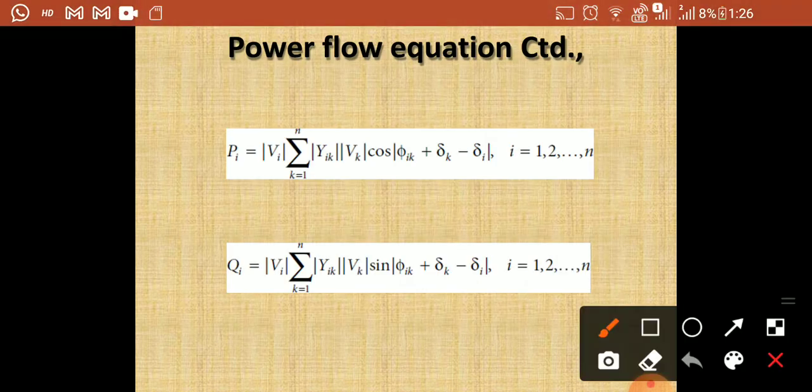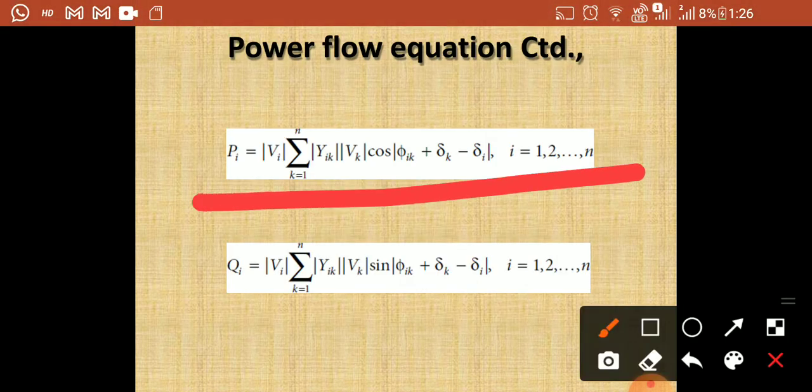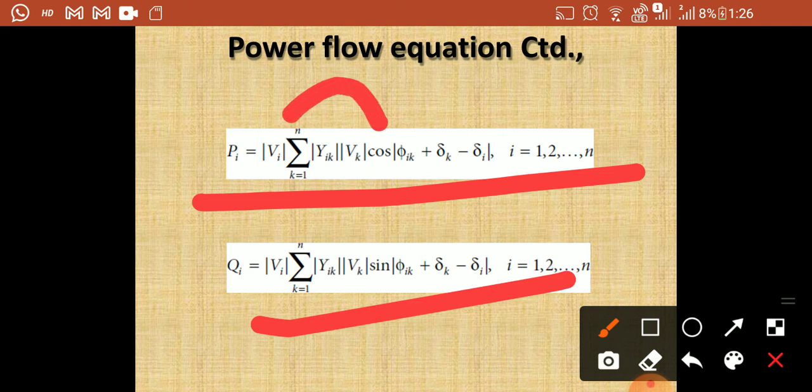The power flow equation gives the real power P and the reactive power Q. Real power we always write with V cos θ, and reactive power with V sin θ. Instead of the angle θ, you have to write the angle in terms of the rotor angles. The voltage at the k bus is V_k with δ_k, and the voltage at the i bus is V_i with δ_i. With respect to this, k varies from 1 to n, and i varies from 1 to n. This is for the real and reactive power flow equations.